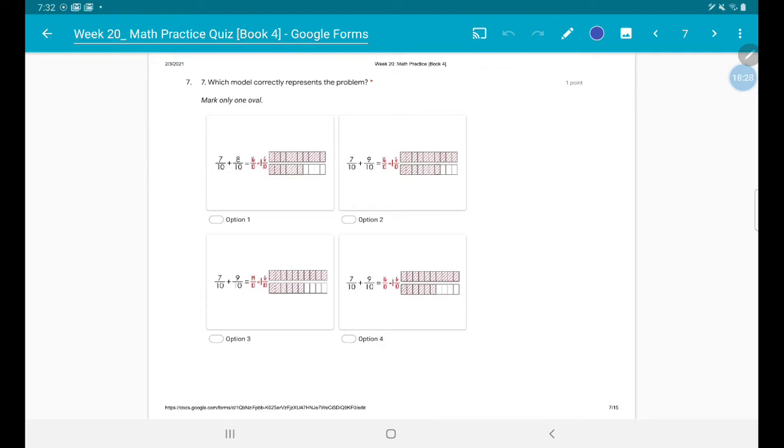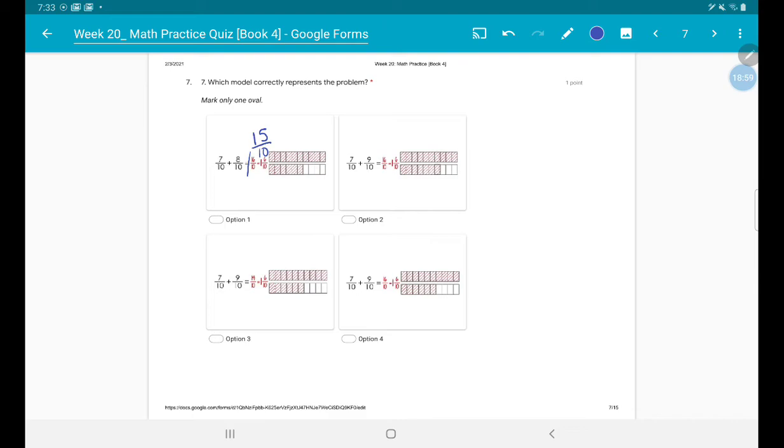All right. Next, I'm looking to see which model correctly represents the problem. To add fractions, I have to make sure my denominator's the same, and it is. So I'm ready to add my numerators. 7 plus 8 equals 15. So 7/10 plus 8/10 is equal to 15/10, not 16/10. So option 1 is not correct.